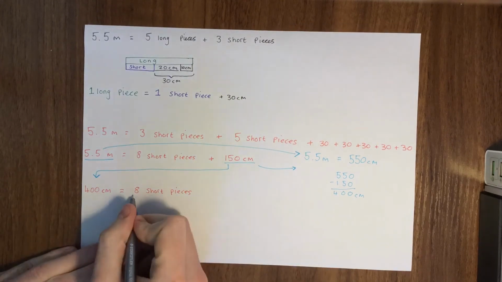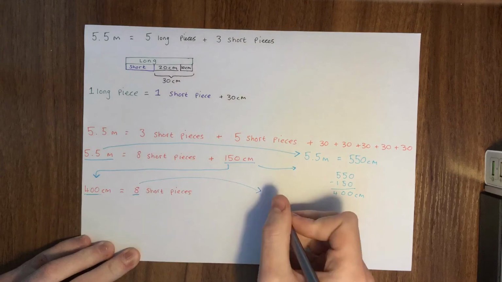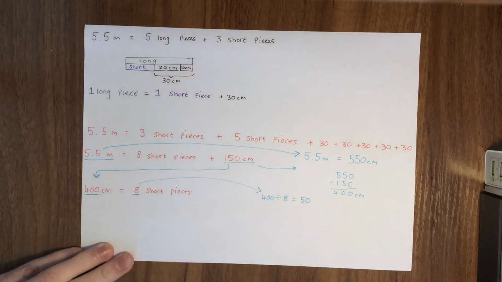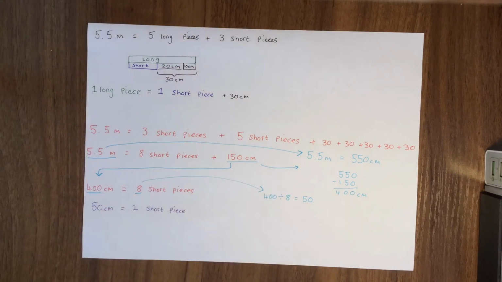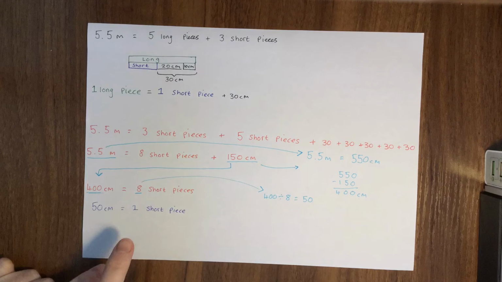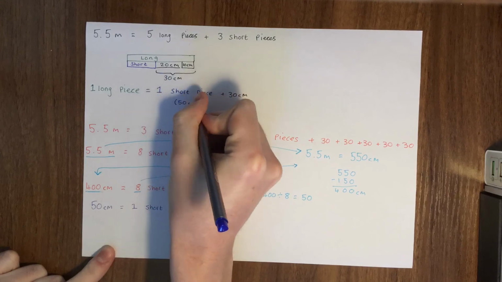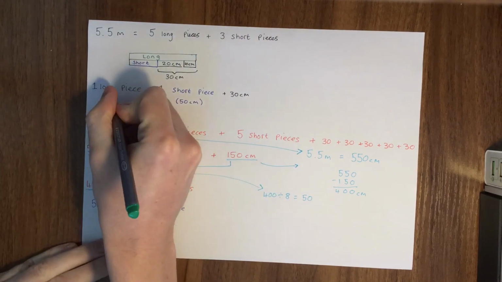I notice 4 and 8, they are numbers that are both in the 4 times table. The fact that 400 is that much bigger means I can also divide it by 8. So if I divide the 8 short pieces by 8, I get 1. If I divide 400 by 8, I get 50. So that tells me that one short piece is equal to 50 centimetres. Now I'm going to take all of that and put that into my original notes.